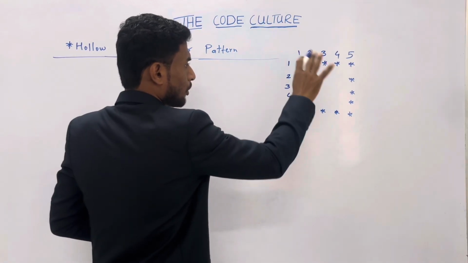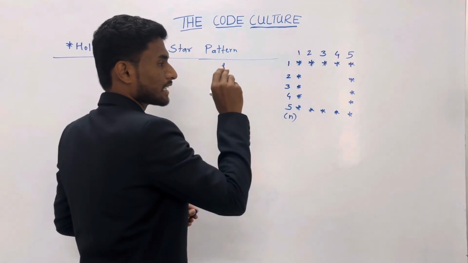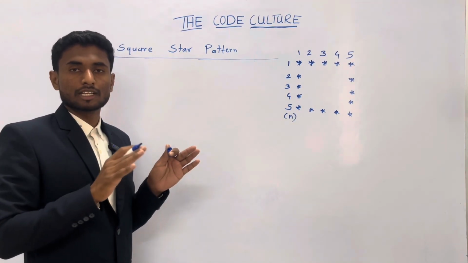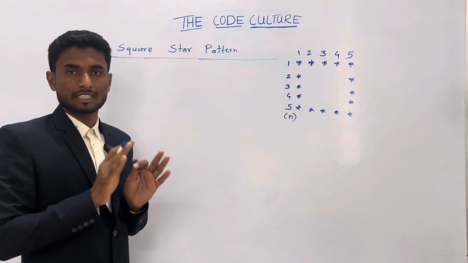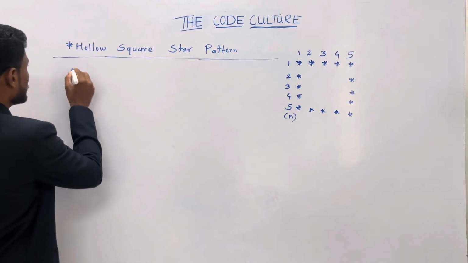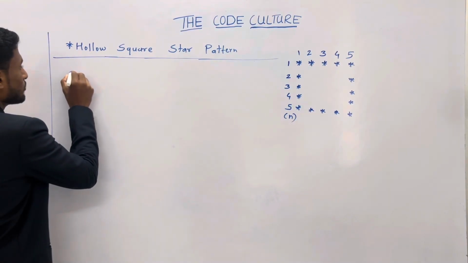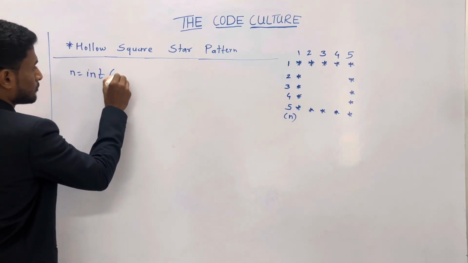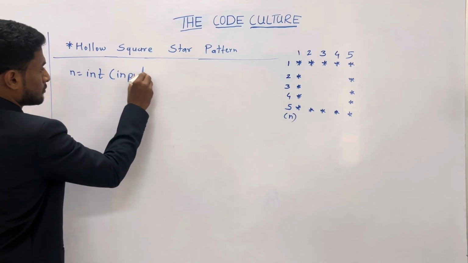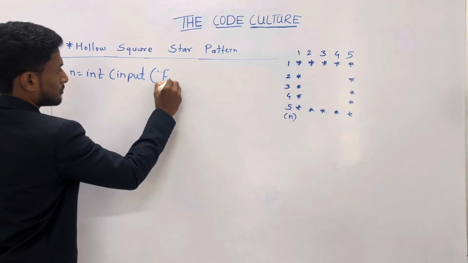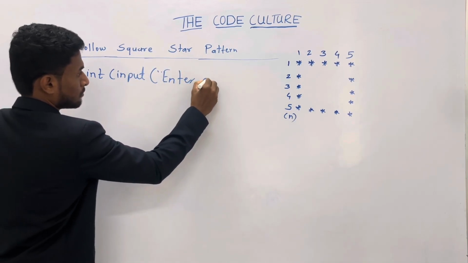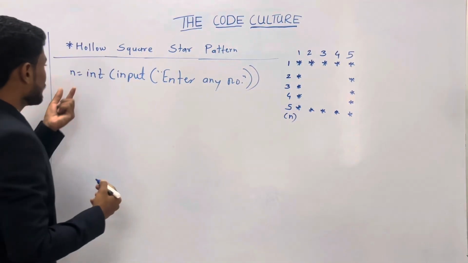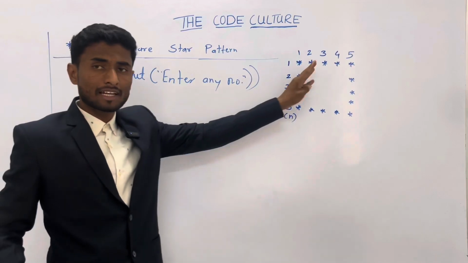Now what we are doing here is first create a pattern, okay, with n rows and n columns. Okay, same rows and same columns. For that, first we'll take input from user. Okay, if the value of n is 5, then we'll get this answer.